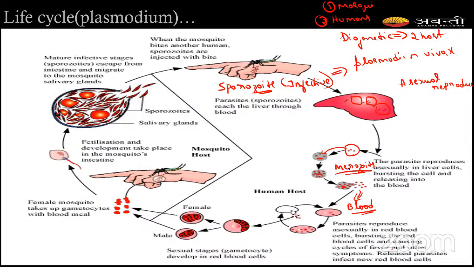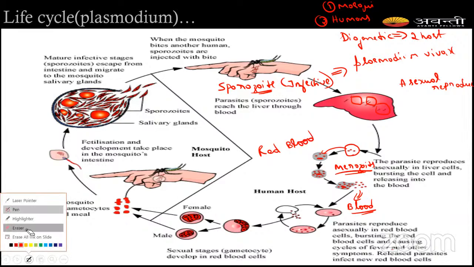Merozoites. The parasite which is infective, which comes from the blood into the liver, we call the sporozoite. In the liver, it multiplies and bursts and comes out, right? That we will call a merozoite. So now what will happen? These merozoites will enter into the RBC. So easily we can call it blood.